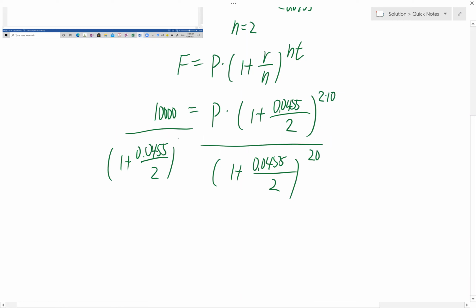You're going to simplify to 20, that's fine, right? It's 2 times 10 is 20, right? So make it slightly simpler. So the present value of this par value or face value should be, let's do the math.